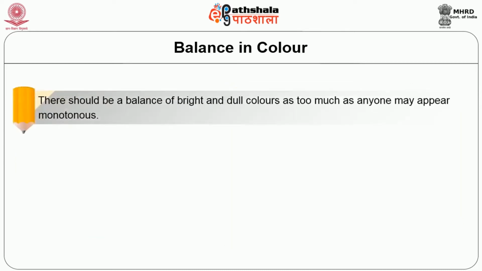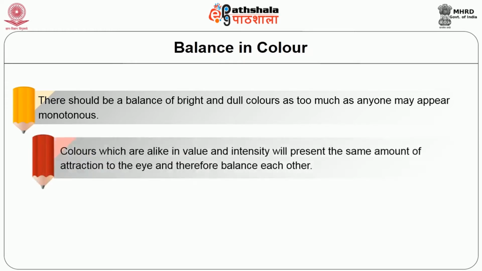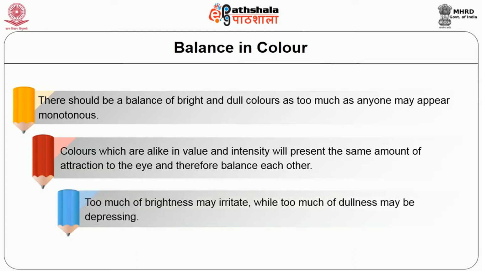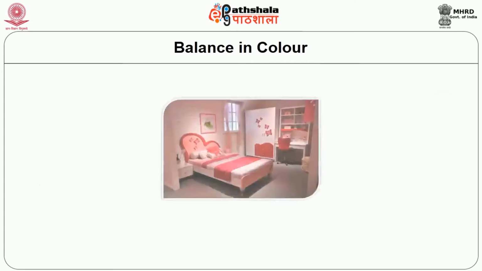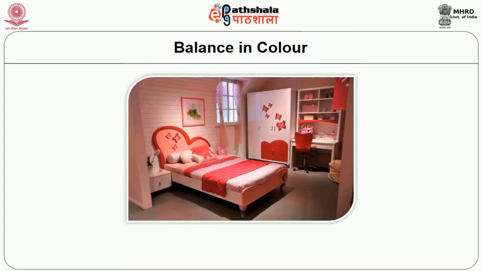There should be a balance of bright and dull colors, as too much of any one may appear monotonous. Colors which are alike in value and intensity will present the same amount of attraction to the eye and therefore balance each other. Too much of brightness may irritate, while too much of dullness may be depressing. For example, in a child's room, warm color may appear cheerful, but a combination of it makes it more appealing. Example, pink curtains with red and white checkered may go together.